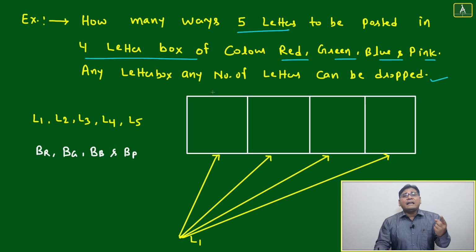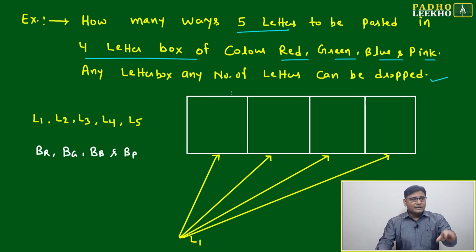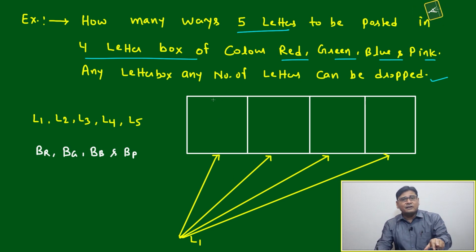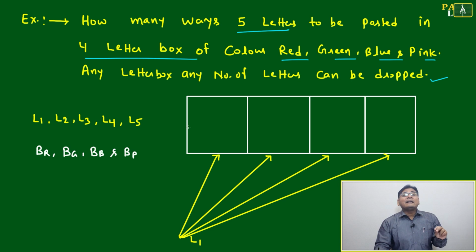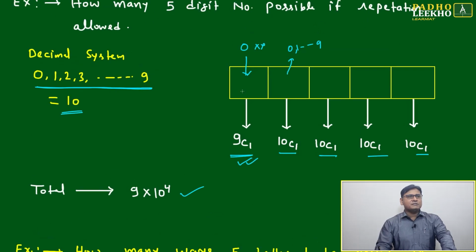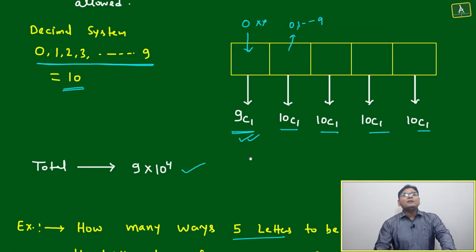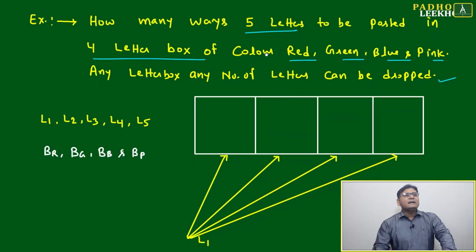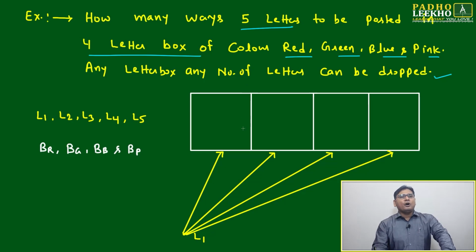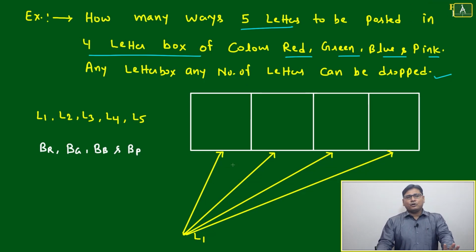Unlike making a 3-digit number or 3-letter words, where the condition is that at one position only one letter, only one alphabet or only one number will be there, like we have seen previously, in one box only one number we can take. But here the condition is that in any of the boxes you can put any number of letters.